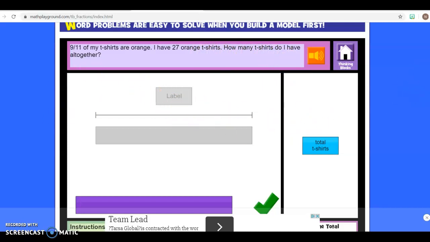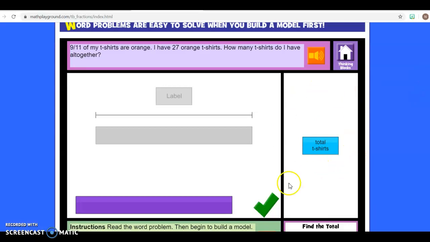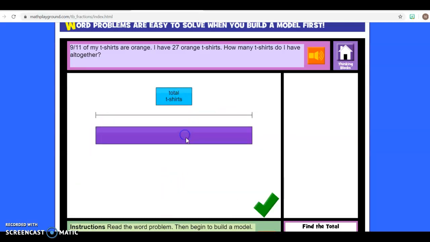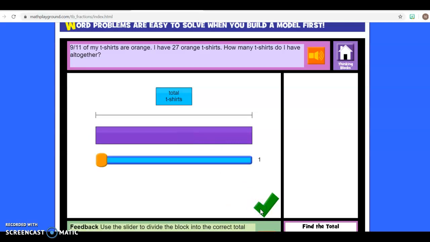So this is kind of the work screen right here, and these are the parts that you can put in it. You have to start with total shirts. It's labeled, and this purple bar represents the total amount of shirts. You have to put a check mark. Yay, you did it. Then you have to use the slider to divide the block into the correct total parts.